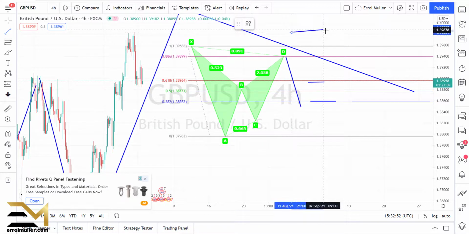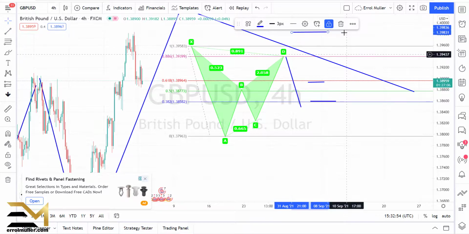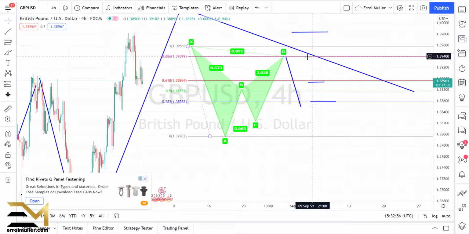So let's say this will be the stop loss. If you had to enter right here, that will be your risk, and then this will be your reward. That is what I mean by a risk reward ratio, 2-to-1. So 2 reward for 1 risk. Very, very profitable and successful pattern.